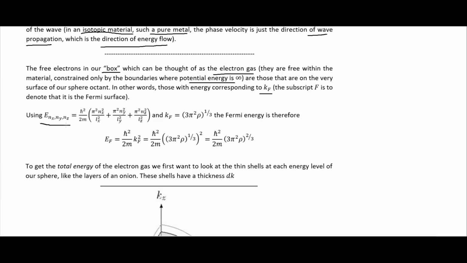And so using this and this from before, we get our Fermi energy being equal to this h bar over 2m and this 3 pi squared rho. Remember, the rho is the N times D over V, which was the number of electrons divided by the unit volume for each state.